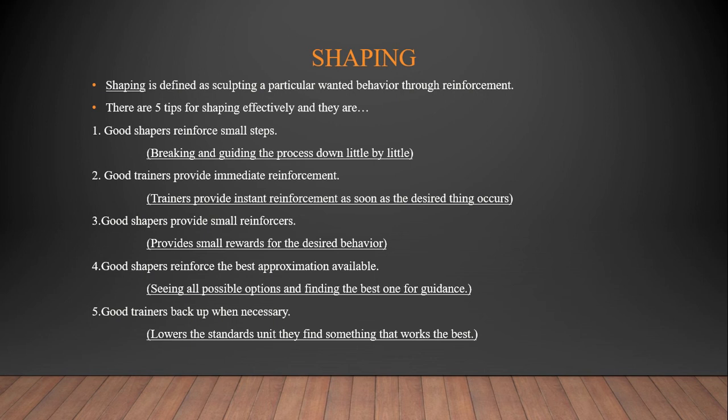So like let's say you're teaching a child how to put a puzzle together. You show them how each piece goes in with each piece and how another piece does it, because it has to have the same shape. And the second one is good shapers provide immediate reinforcement. The third is good shapers provide small reinforcers, so rewards, giving them treats. The fourth one is good shapers reinforce the best approximation available. And then the 5th one is good trainers back up when necessary.